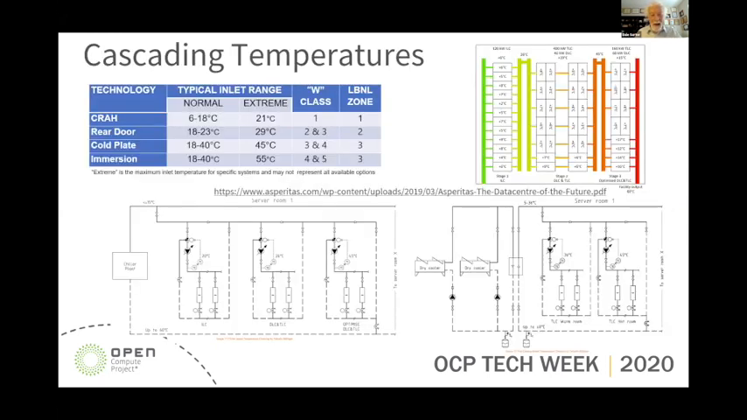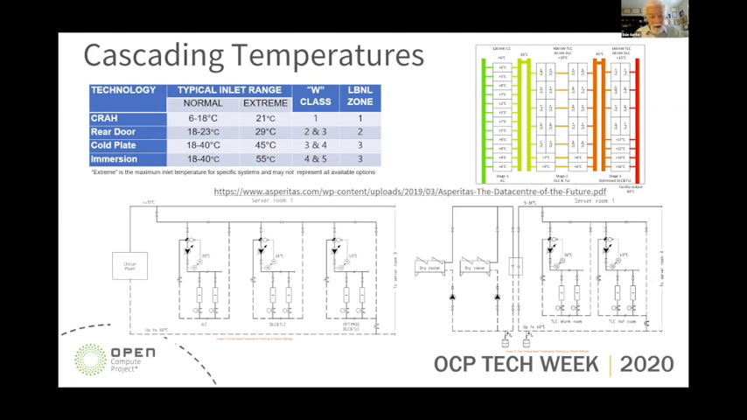So I mentioned the cascading concept, and the table on the upper left is a summary of the temperature requirements for these various technologies. The CRAH units, computer room air handlers, are normally going to require 6 to 18 degrees C water with an extreme of around 21 degrees. So that would be a class 1 in the ASHRAE classes, and it's our zone 1 at LBL. The rear doors will operate between 18 and 23 degrees C with an extreme of about 29. So that's a class 2 or 3, and in our data center, that'll be our zone 2.